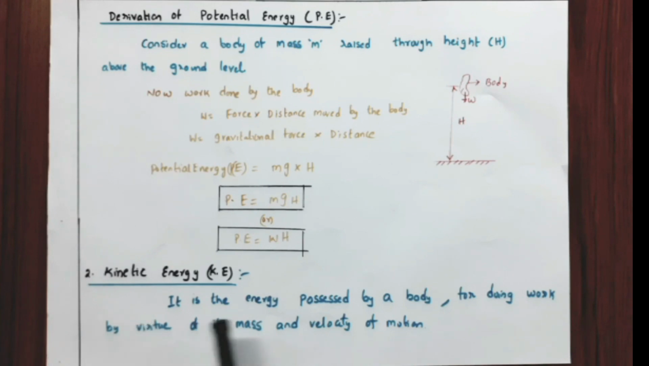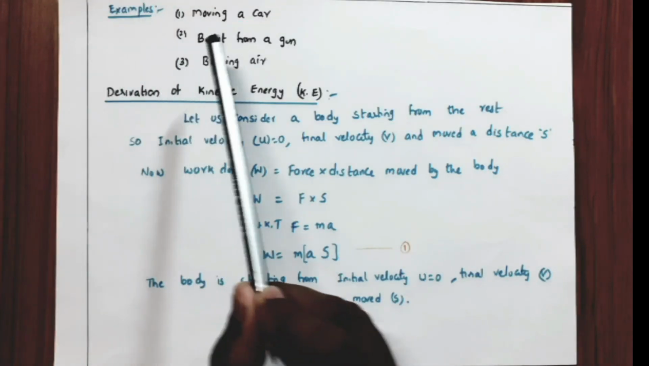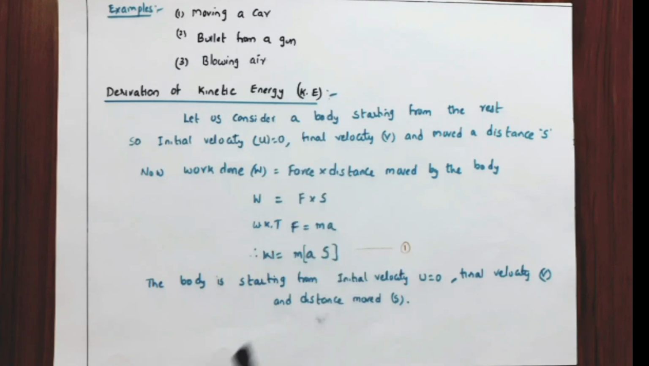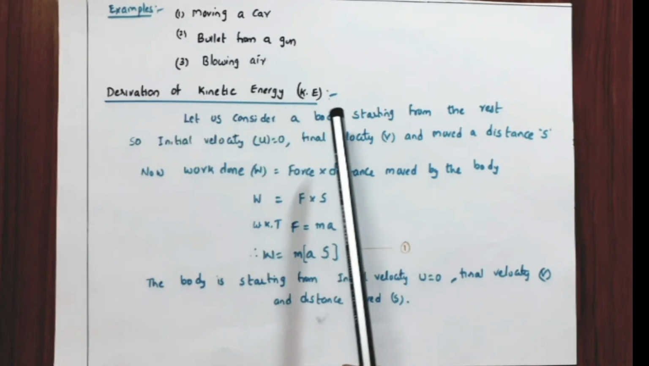The second one is kinetic energy. It is the energy possessed by a body due to its motion. Examples: a moving car, a bullet from a gun, blowing air. Next, derivation of kinetic energy.